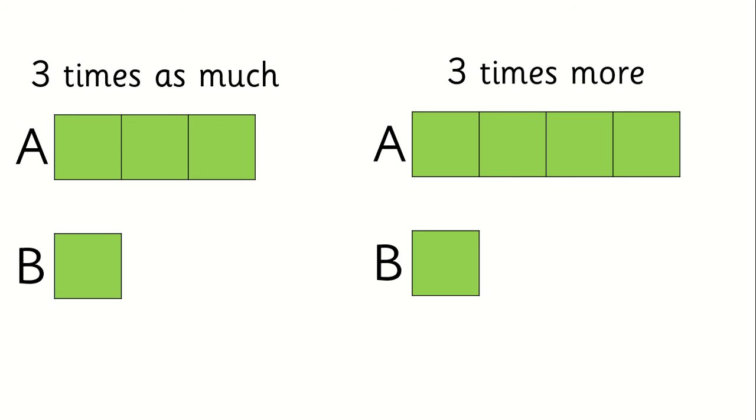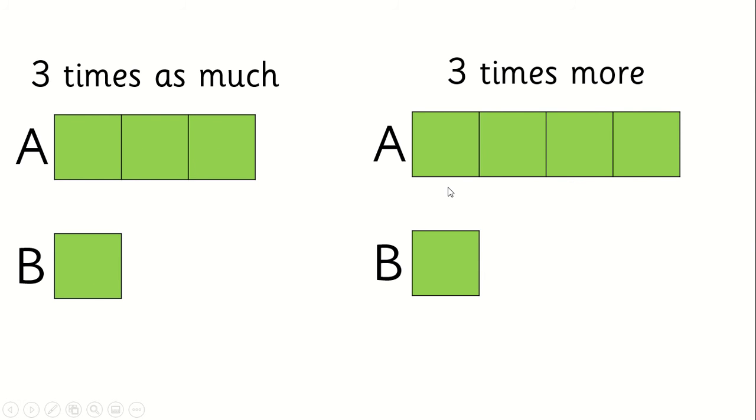Okay, so just having a look at differentiating between language such as 3 times as much or 3 times as many and 3 times more. So in this demonstration, you can see this one here on the left, 3 times as much as the amount on the bottom. So if we've got an unknown quantity, we have 3 equal parts that are 3 times as much as the one on the bottom.